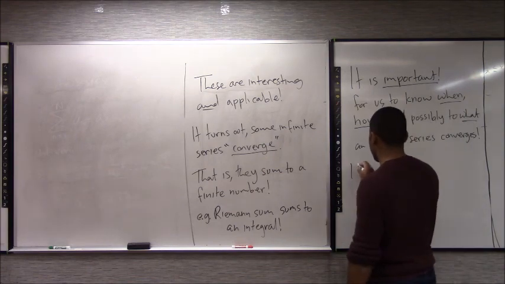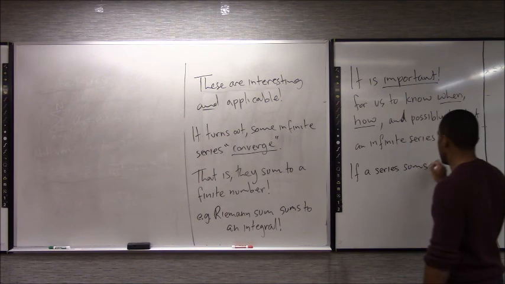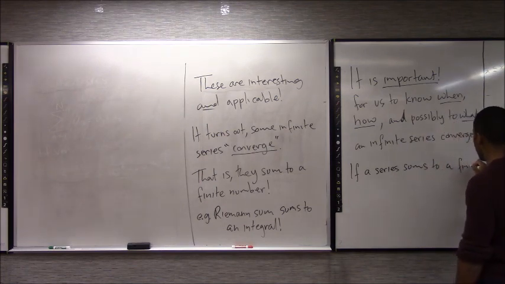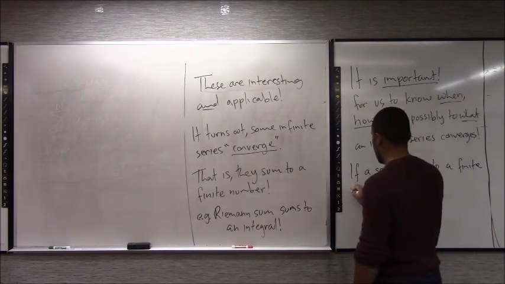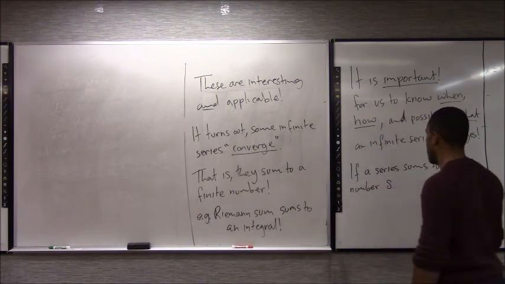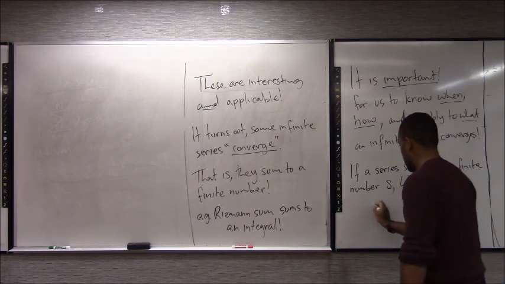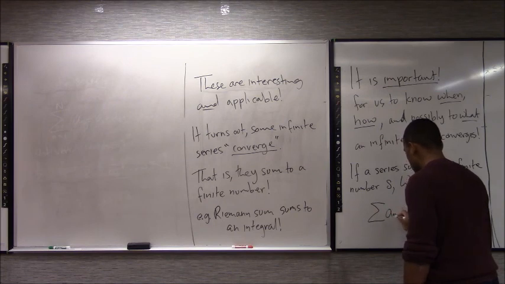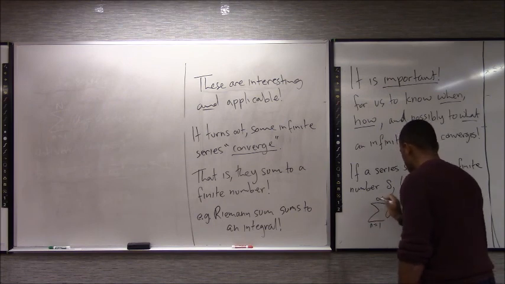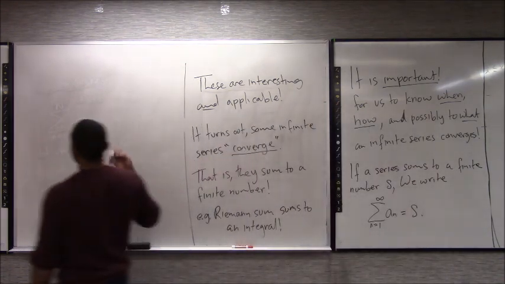So if a series sums to a finite number, let's call it S for sum, we write the sum of a_n goes from 1 to infinity equals S. And what it means is the following.